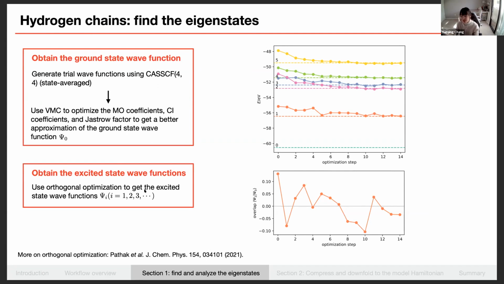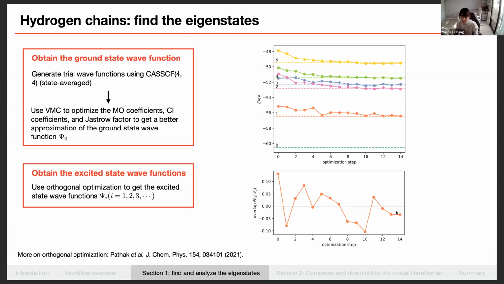And of course, you can also use other methods to get these excited state wave functions. So this orthogonal optimization method is a way to minimize the energy of a given trial wave function with the constraint that it has zero overlap with all the low energy eigenstates. On the right-hand side here, I'm just showing you the optimization process of my excited states. So here, different colors stand for one excited state wave function. You can see that their energy begins to lower down. And this one is the energy for the ground state. And also I'm showing the overlap of the first excited state with the ground state. You can see that as the optimization moves on, this overlap also goes to zero.